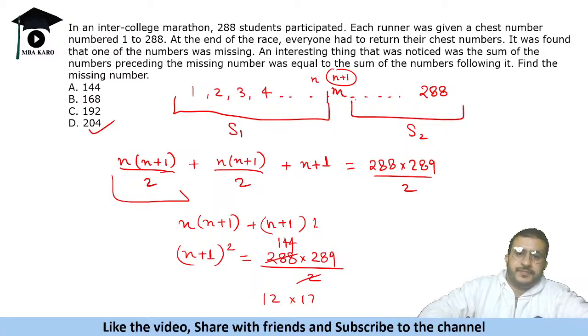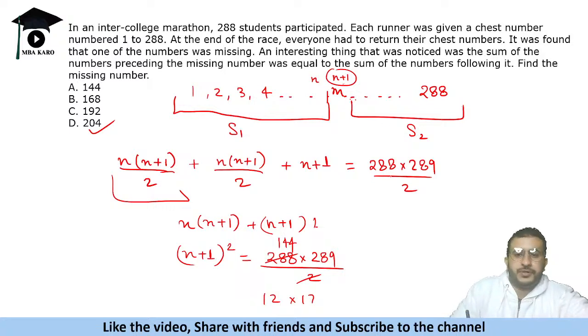So this sum, let us say the last number till here is n. So this sum is n into n plus 1 by 2. This sum is also n into n plus 1 by 2. Right? The missing number is n plus 1. So this addition is the total sum.